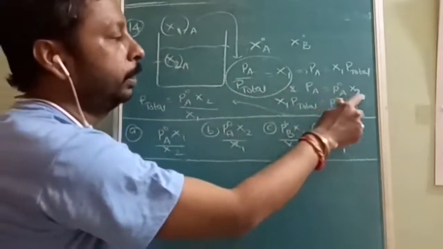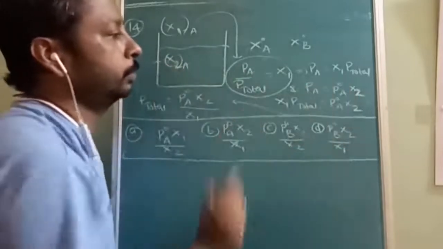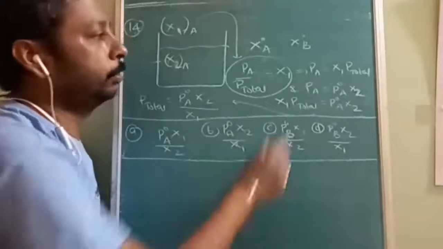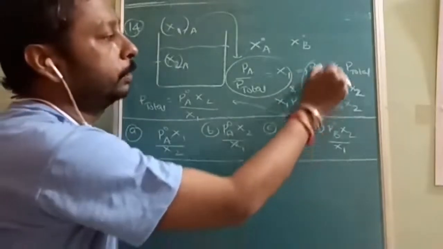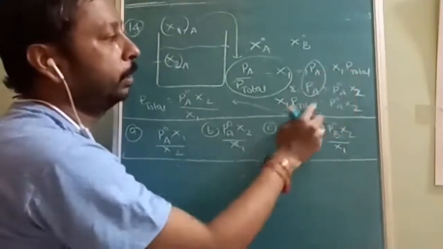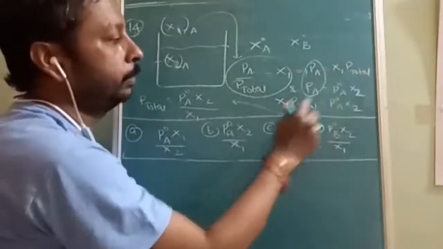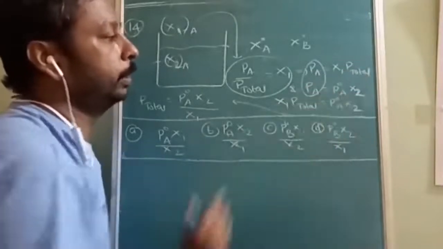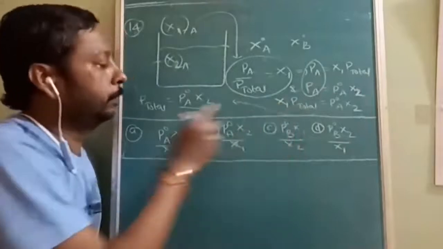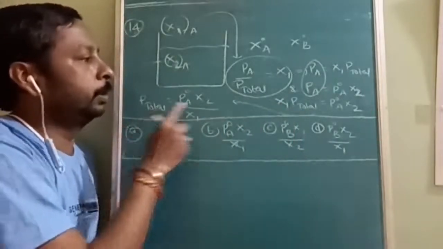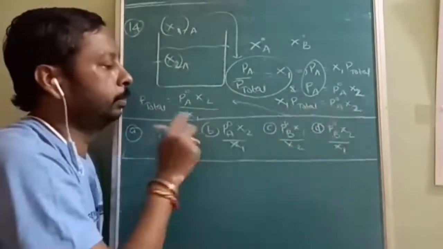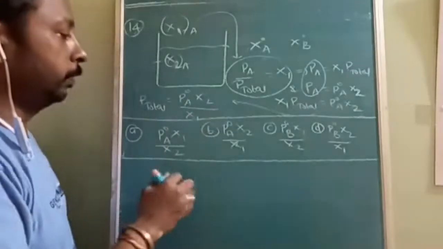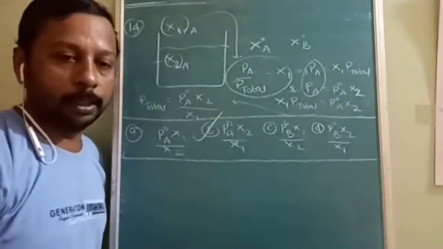So P naught A into X2 is inside the solution. Now we want to find out P total. The left hand side part is the same, therefore I am equating the right hand side. X1 P total is equal to P naught A into X2. So ultimately our aim is to find P total, which is equal to P naught A into X2 divided by X1. So what is the answer? B is the correct answer.